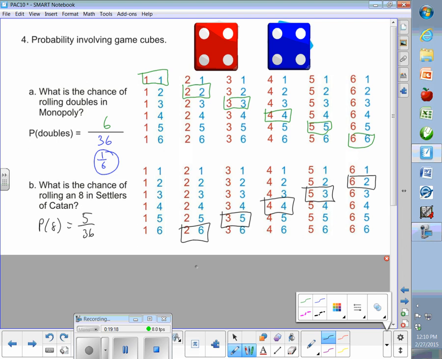How about something like a 3? Can only happen 2 times. 1 out of 18 for a 3. That doesn't happen too often. 4, 1 and 3, 2 and 2, 3 and 1. 3 out of 36. Again, people that know this can do a little better in some of those games because they know the probability of what they're going to roll.